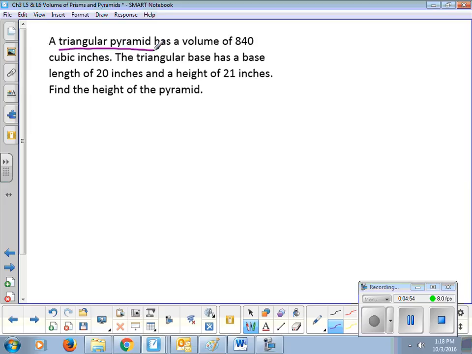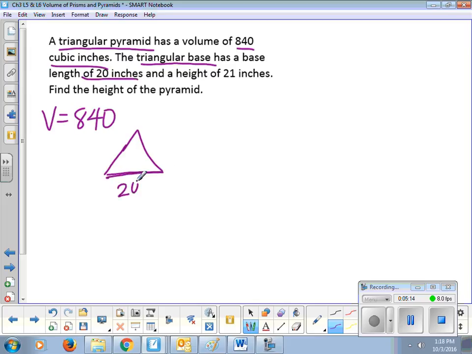For our next example, we have a triangular pyramid that has a volume of 840 cubic inches. So they give us our volume, V equals 840. The triangular base, so we know we have a triangular base, has a base length of 20 inches. So right here would be 20 inches, and a height of 21 inches. So note this is 21 inches.